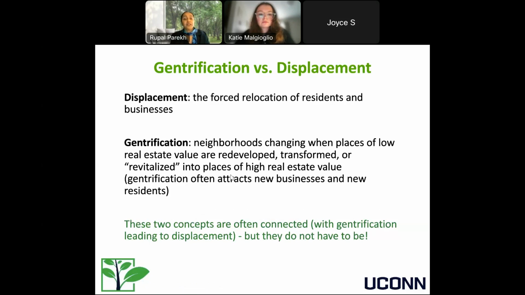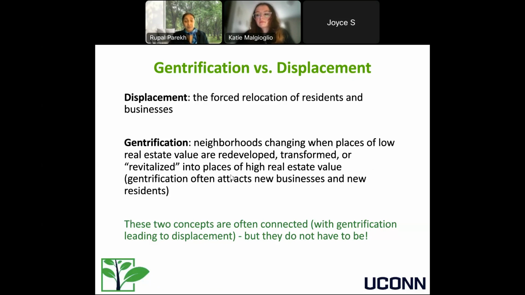Okay, gentrification versus displacement. People often get the terms gentrification and displacement confused, or they use them interchangeably. So we briefly wanted to clarify what exactly these words refer to. As we discussed in the last slide, displacement is the forced relocation of existing residents and businesses from their neighborhood and communities. Gentrification is the process of neighborhoods changing when places of low real estate values are redeveloped or revitalized into places of high real estate value.